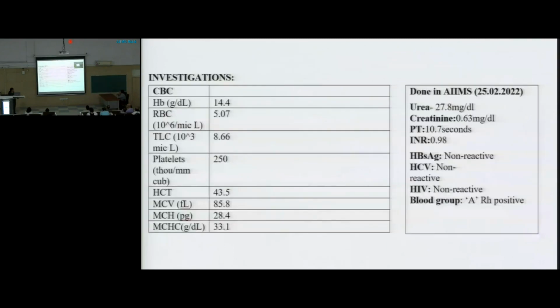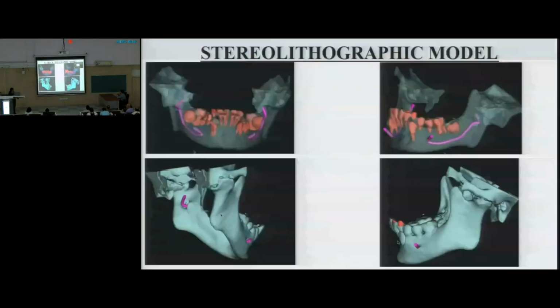These are the routine blood investigations, which showed almost no abnormality. Then this was the virtual planning, where we can see all the teeth and, very importantly, the inferior alveolar nerve landmark, because this is very important when we place the distractor. We should not injure the nerve, and the developing third molars are also there. So when we give an osteotomy cut, we have to plan in such a way that we don't injure any of the teeth or the nerve. And this was the planning which we got.